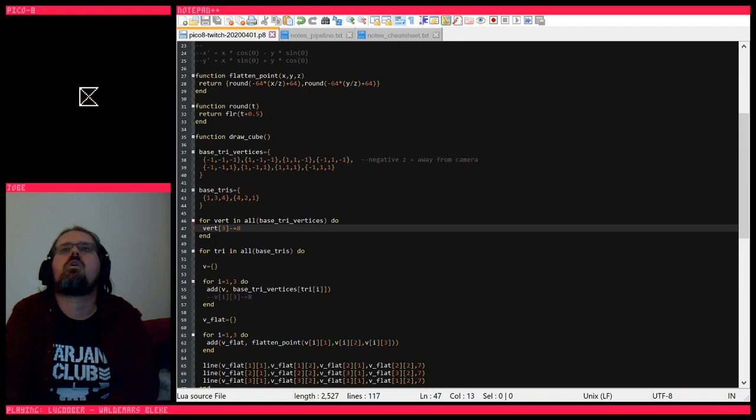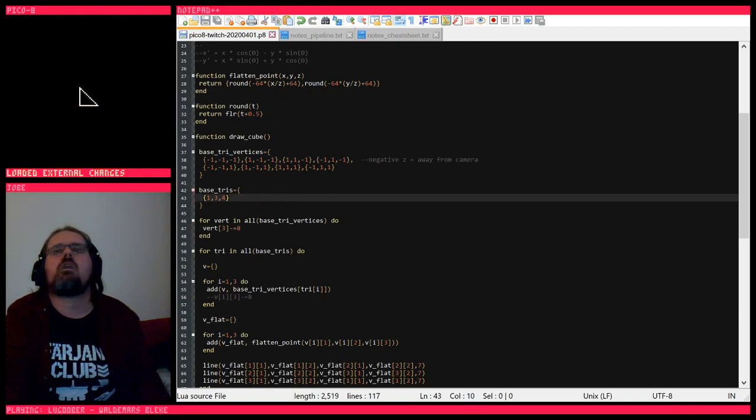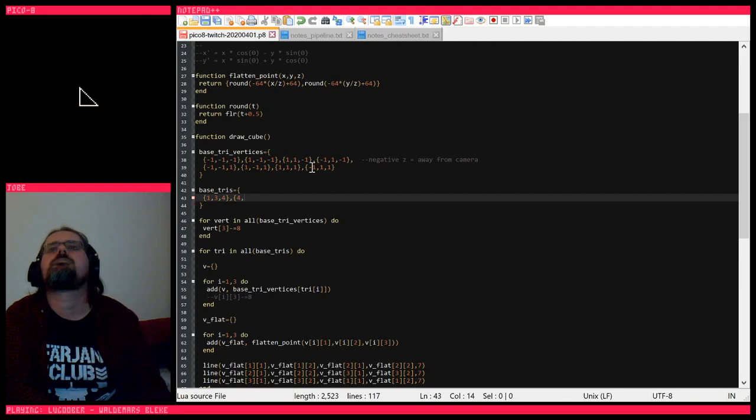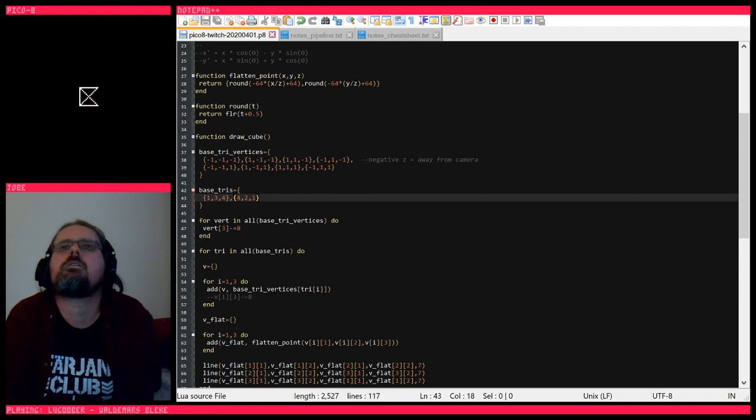Are these correct? So 1, 2, 3 is that triangle, yeah? And 4, 2... So I'm actually kind of mystified here because 1, 3. Why is that now not a rectangle?